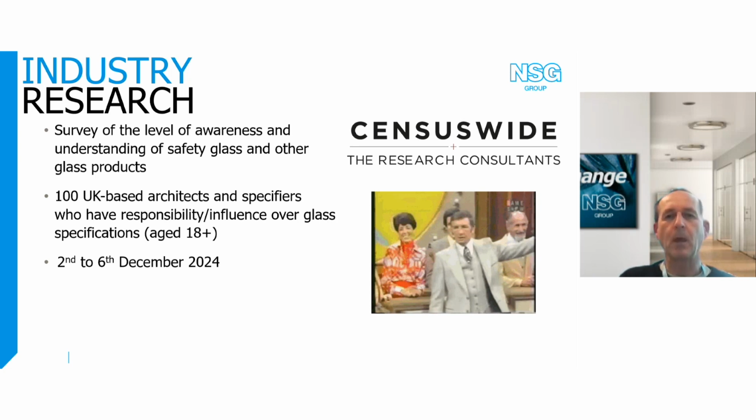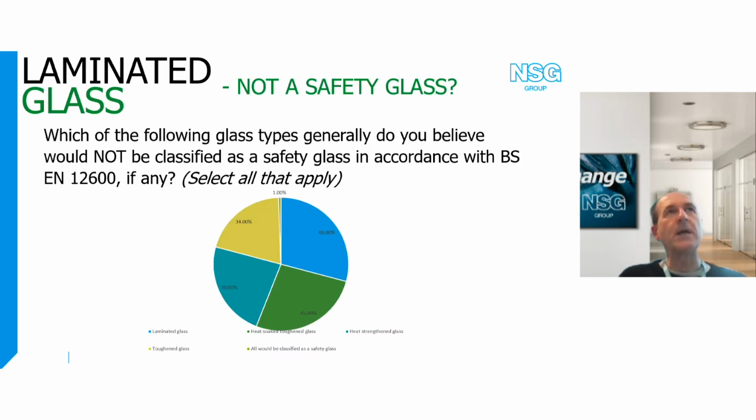We asked, which of the following glass types generally do you believe would not be classified as a safety glass in accordance with BS EN 12600? Participants were invited to select more than one answer where relevant, and the results were as follows.